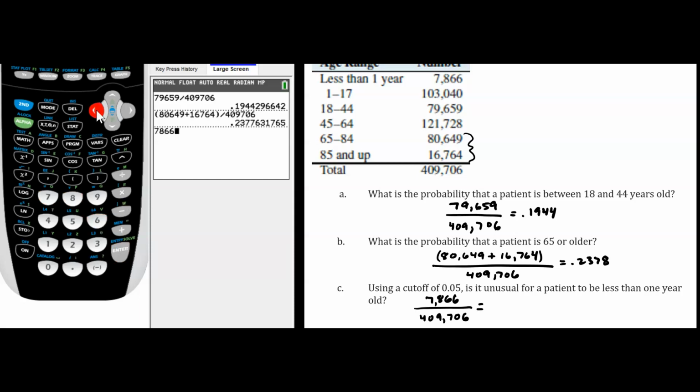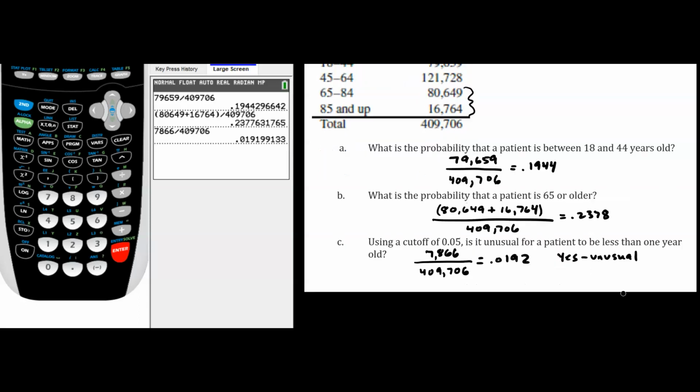and let's see what number we get. 7,866. Oops, got an extra 6 there. Divided by 409,706 gives us 0.0192, and that is if you're rounding to 4 decimal places. And this is less than 0.05. This is 1.9%. And so we would say, yes, this is unusual.